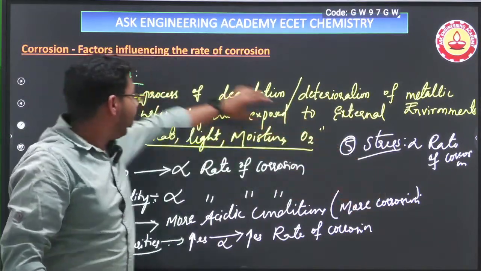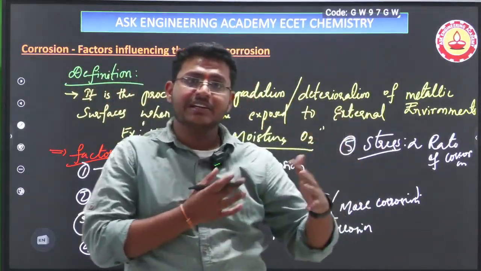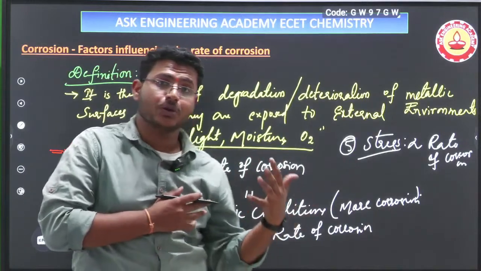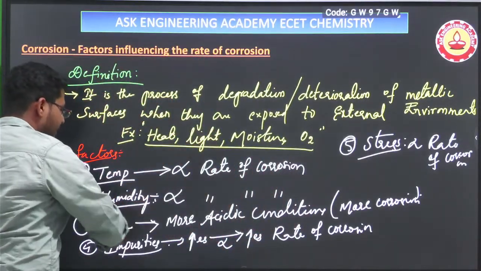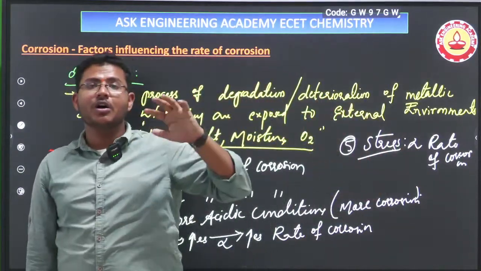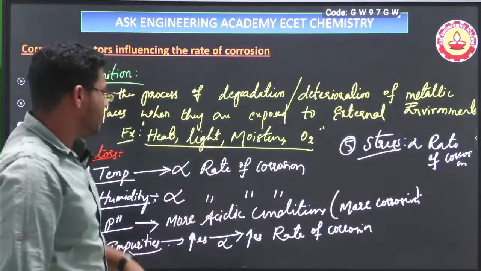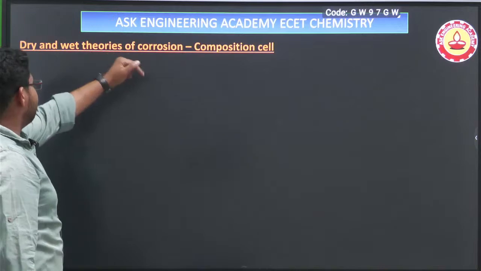Okay. Now in this slide we have completed the definition of corrosion, how corrosion usually happens, and what are the factors that significantly influence the rate of corrosion. In that we have discussed temperature, humidity, pH, impurities and stress. These are the 5 important factors on which corrosion usually depends. Now moving on to dry and wet theories of corrosion.